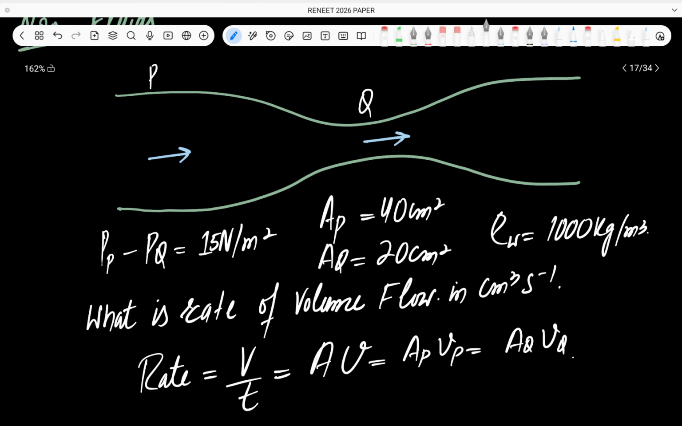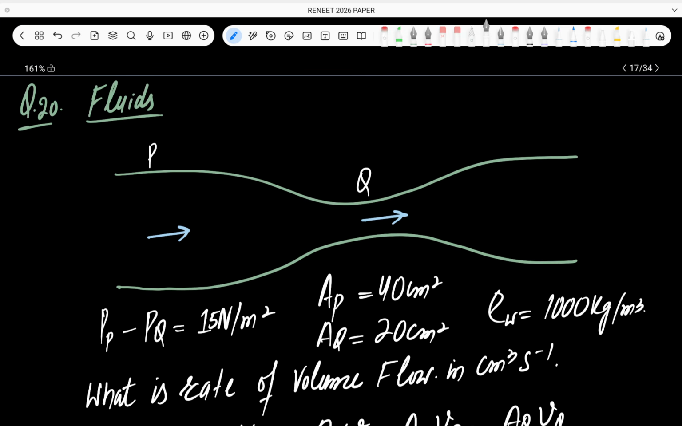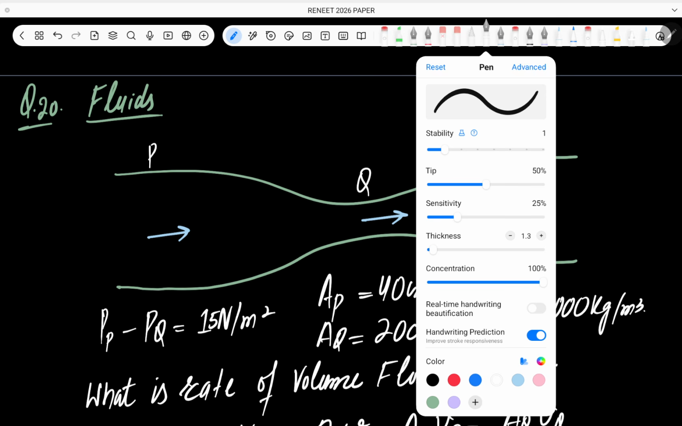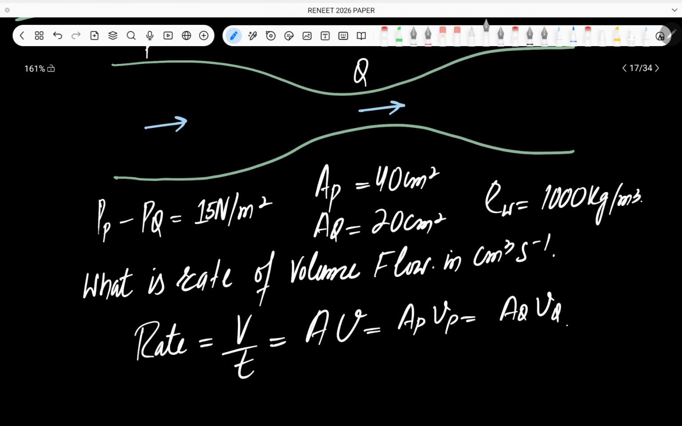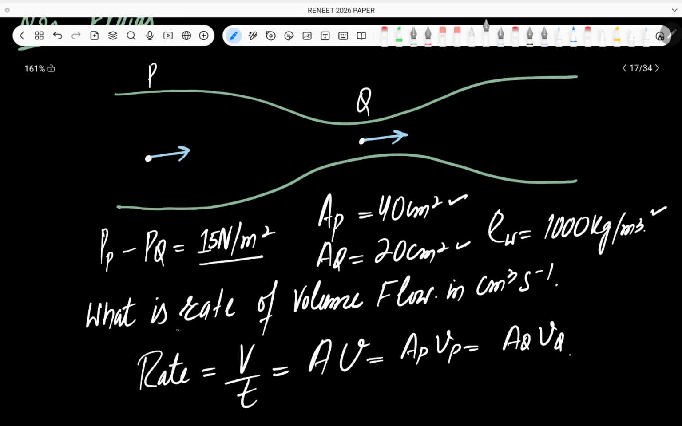That's question number 20. Question number 20 is based on fluid mechanics, and we have to apply what we call Bernoulli's theorem and the equation of continuity. Okay, see that what is given is this: these are 2 points, point P and point Q. The pressure difference between the 2 points is given, that is 15 Pascal, 15 Newton per meter square. Area at point P given, area at point Q given, density of the water is given 1000. Then the question is, what is the rate of volume flow in cubic centimeter per second?